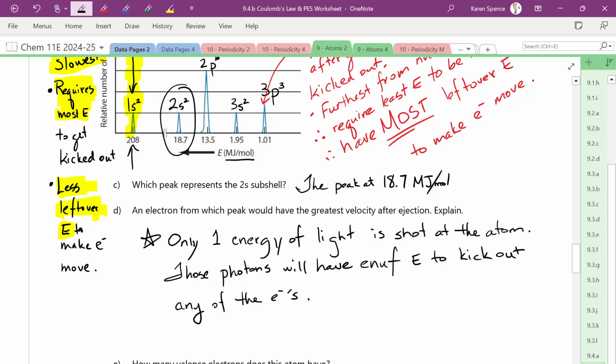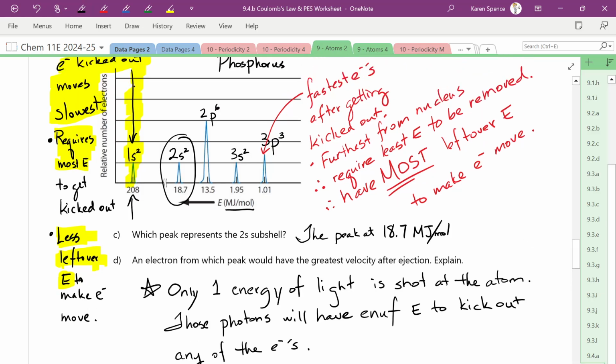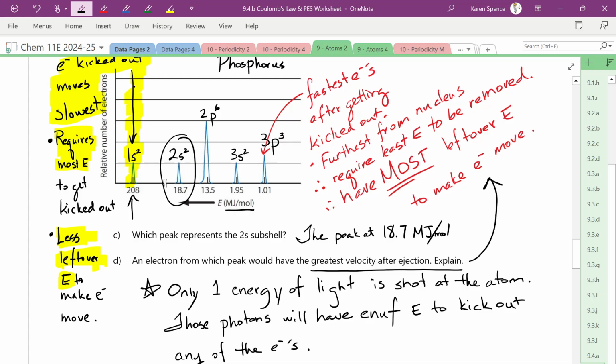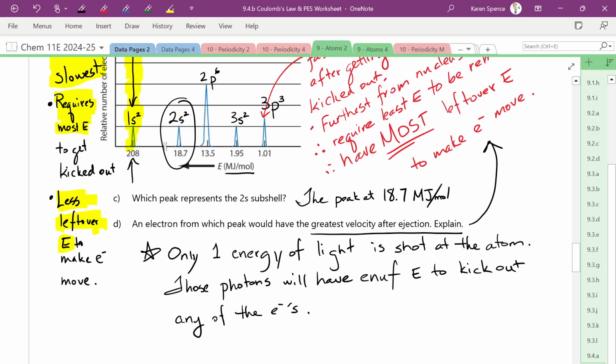So does that make sense? I know I haven't really answered this question, but this question is the greatest velocity after ejection is here. So everybody gets the same energy. The ones that are furthest from the nucleus are going to move the fastest because they have the most left over, because they required the least energy to get kicked out because they are furthest from the nucleus.